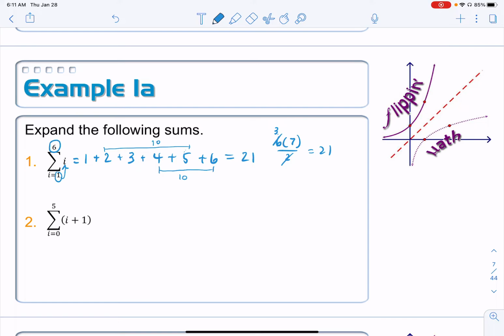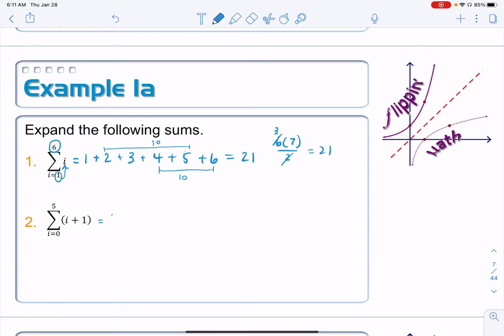All right, let's look at number 2. So here in this example, instead of counting starting at 1, we're going to count starting at 0, and we're going to go up to 5. And this time our ith term is defined by i plus 1. So we'll start by taking this i here as the variable for the summation and plugging it into this little formula.